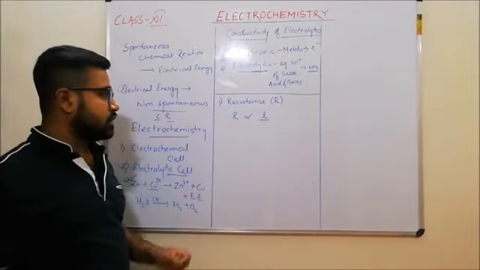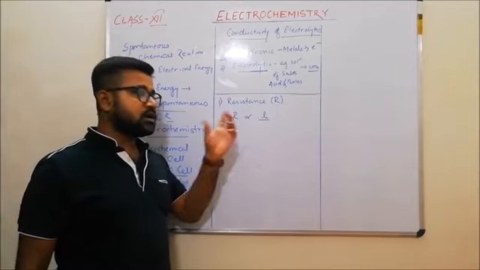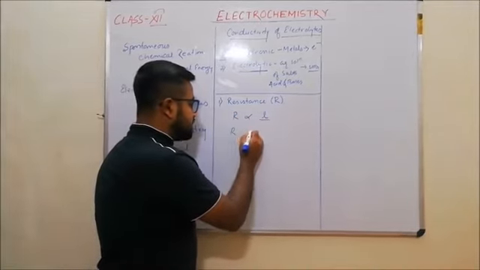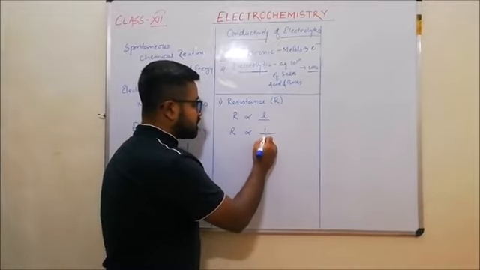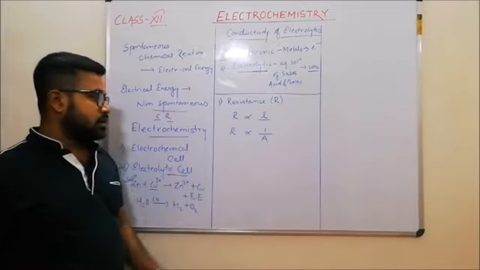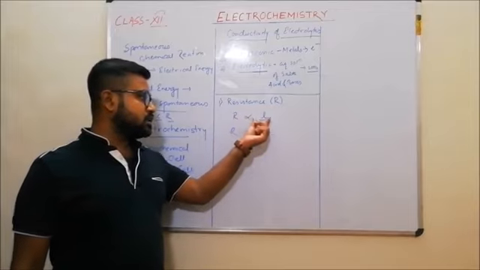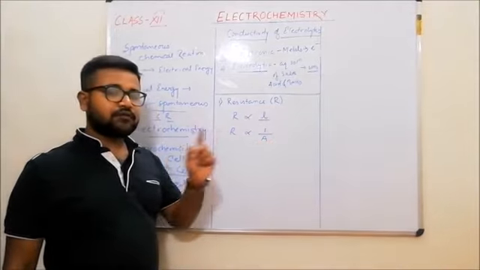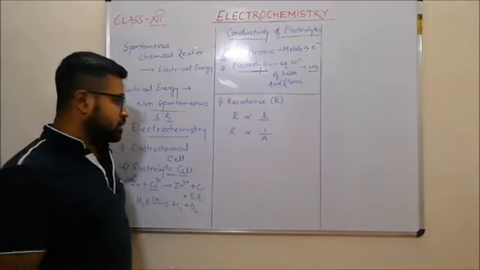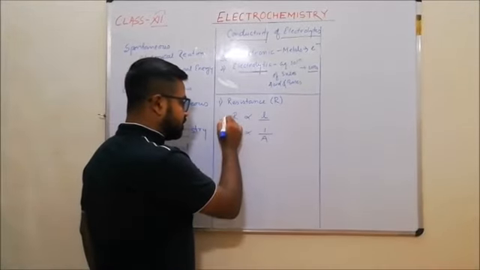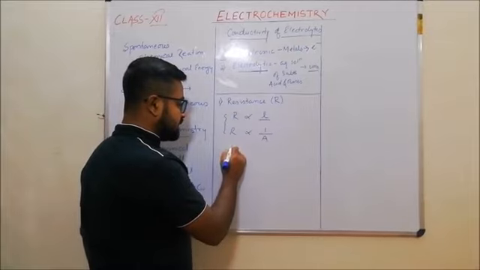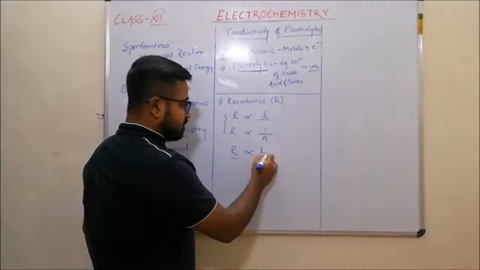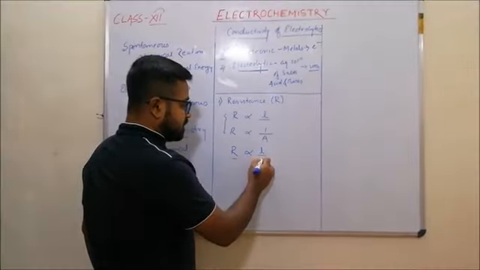Length of the conductor. Resistance is directly proportional to the length of the conductor, and resistance is inversely proportional to the area of cross section of the conductor. So if we combine these two, what can we write? Resistance is directly proportional to length and inversely proportional to area of cross section.